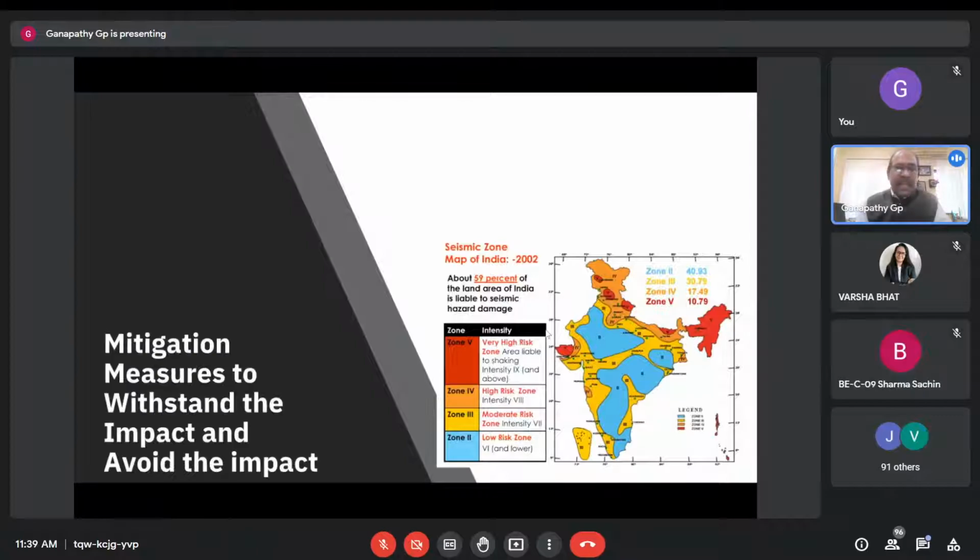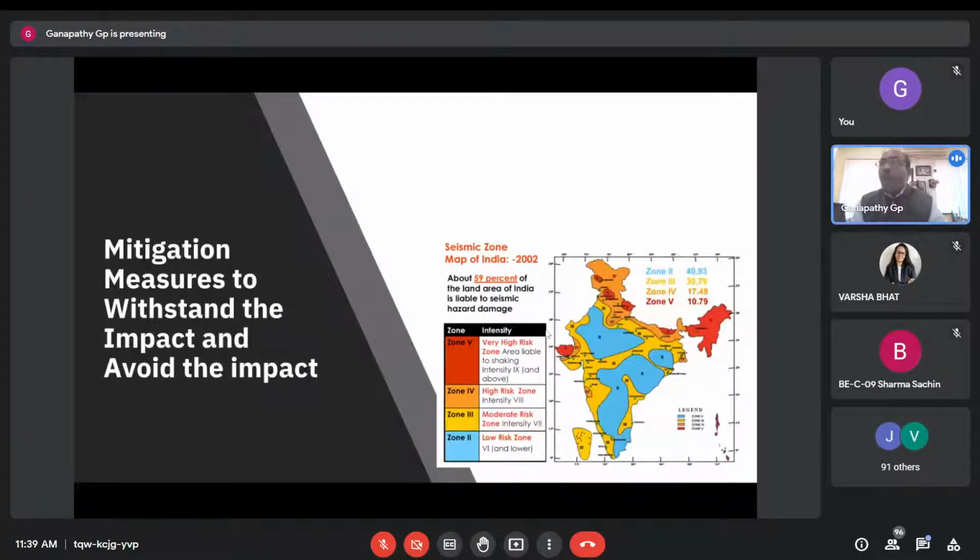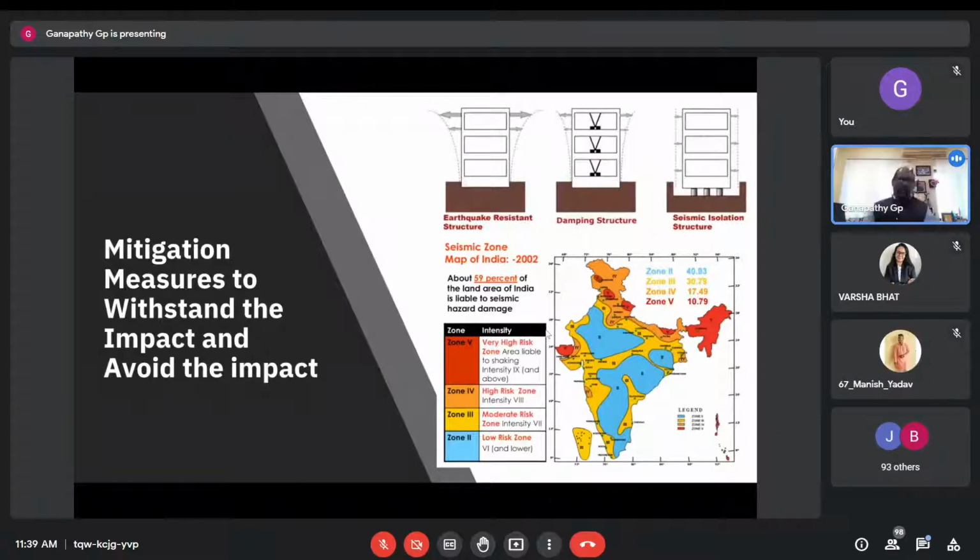And then there are the mitigation measures to withstand impact and avoid impact. So you can have mitigation measures. If there is a disaster, you can try to mitigate, or you can try to manage, or you can try to avoid the disaster, like going for land use regulation and other things.